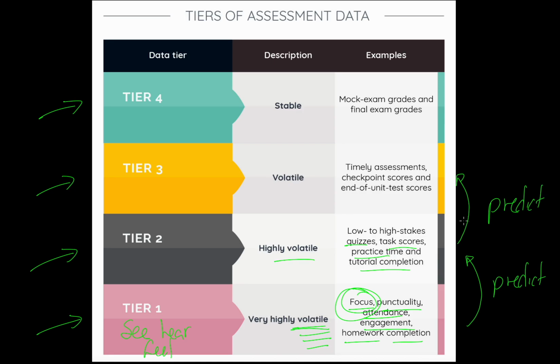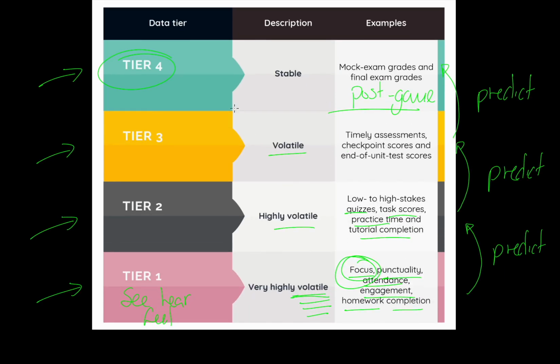Tier 3 could really be called timely assessment as a whole. It's still volatile, but we're now getting to slightly more fixed points. It's timely assessments like a test. It's checkpoint scores and end-of-unit test scores. You see how these are slightly more fixed points than where we started. And of course, folks, these predict for what? These predict for stable Tier 4 data. Mock exam grades. We can almost call this post-game. Now, that's not to say it's not useful or usable data, but the things that cause this to be good or bad happened down here.